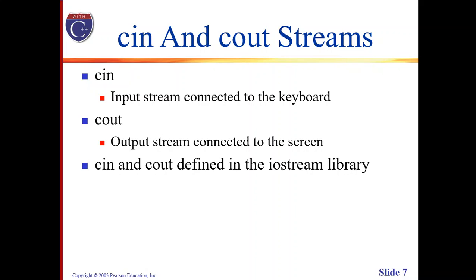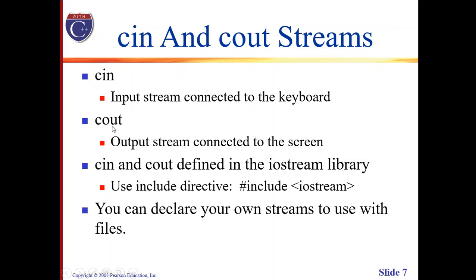Cin and cout are defined in the iostream library. So if we will recall, that's why we always use the following include directive to tell our C++ compiler that we would like to use the iostream library, and in return, that allows us to use the cin and cout streams. Of course, you can also declare your own streams to use with files, which is what we will do for today's lesson.